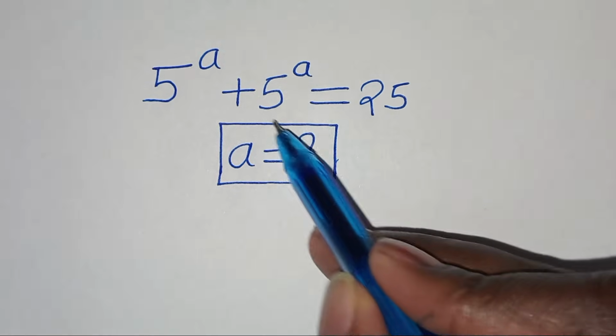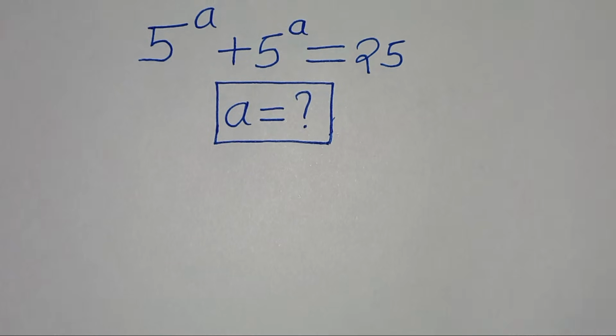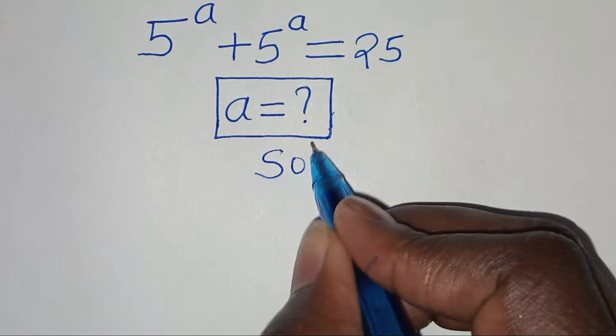5 to the power of a plus 5 to the power of a is equal to 25. So what is the value of a? Now let's provide a solution from here.